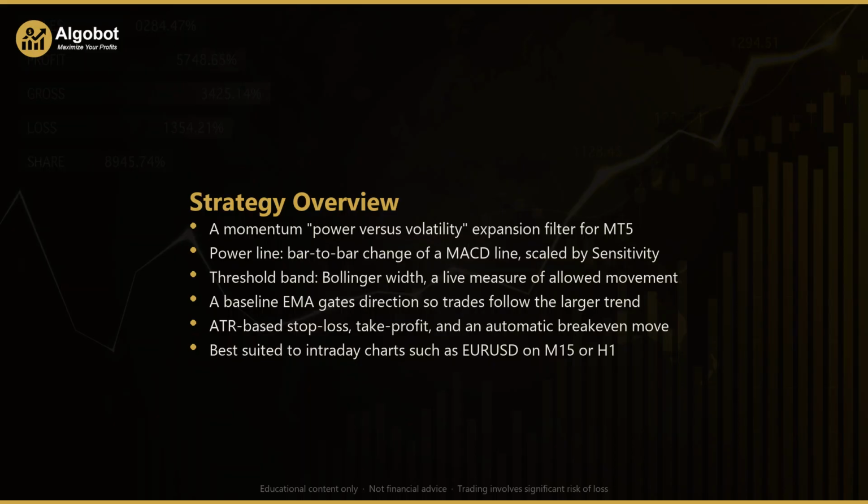It's built from a MACD line, which is simply a fast exponential moving average minus a slow exponential moving average. But instead of reading the MACD level directly, the strategy looks at the bar-to-bar change in that MACD line, scaled up by a sensitivity factor. That change is essentially momentum acceleration. It only grows large in one sign while price is genuinely pulling away, and it flips sign the moment the thrust stalls. The second piece is the threshold band.